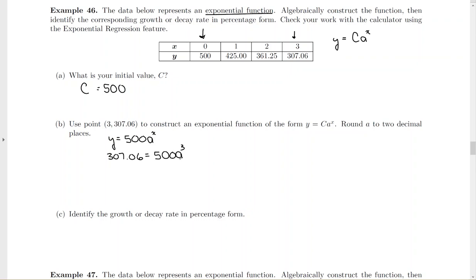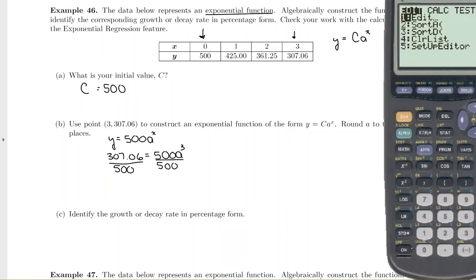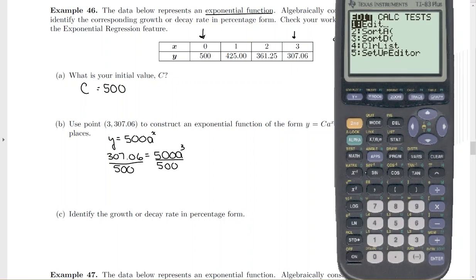So to solve for a, I want to get rid of the 500 first. So I'm going to divide both sides by 500. All right, so bust out with the calculator. Clear this out. So I have 307.06 divided by 500. Now whatever comes up, I don't want to round the number. So hold all the digits. That's really important.